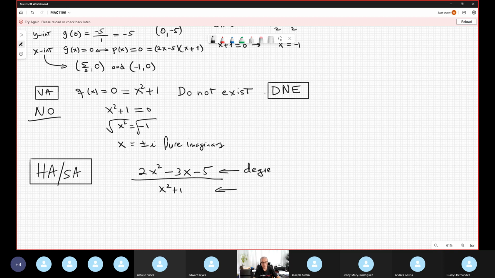The degree of the polynomial on the top is 2, because this exponent is 2, not this coefficient. It's a coincidence. And the degree of the bottom is also 2. You need to know this by memory, and if you don't, I refresh your memory now. When you have the same degree, we have a horizontal asymptote, regular, not special. It's at y equal to the division of the leading coefficients, 2 over 1, so it's 2. Cool?